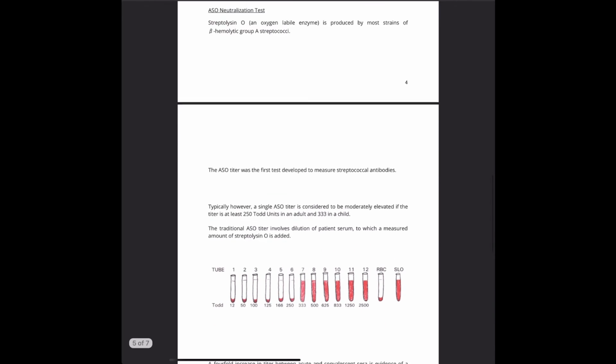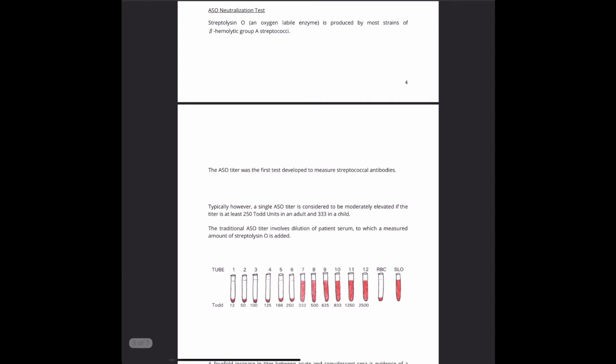So ASO is anti-streptolysin O, and that is positive in 80% of patients with rheumatic fever, but it is rarely positive for acute glomerulonephritis. So ASO is good for testing for rheumatic fever. Anti-hyaluronidase testing is somewhat positive in both rheumatic fever and acute glomerulonephritis. Anti-DNase B is the most reliable for both. Streptozyme is mainly used as a screening test. So now we'll get into the details of these.